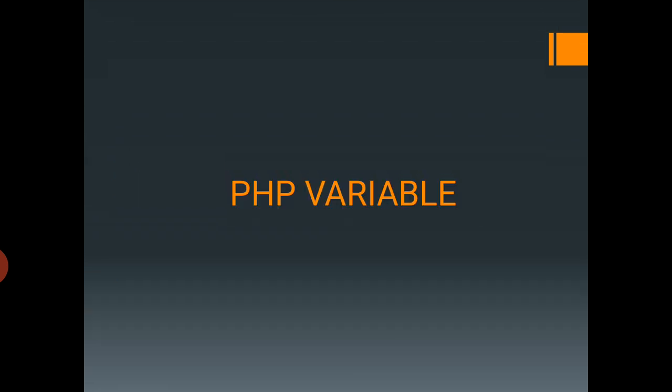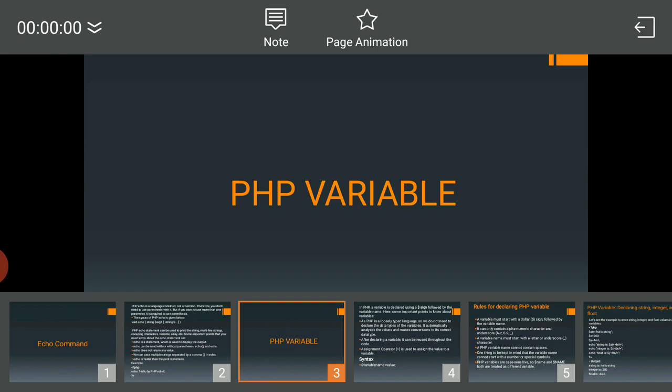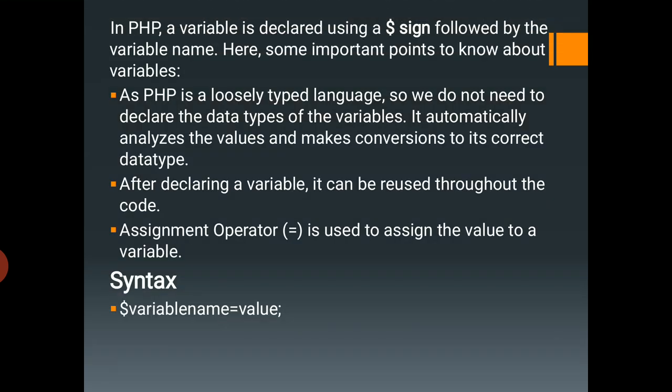Next, let's discuss the PHP variable. A PHP variable is declared using a $ sign followed by the variable name. Some important points to know about variables: PHP is a loosely typed language, so we do not need to declare the data types of the variables. It automatically analyzes the values and converts them to the correct data type. After declaring a variable, it can be used throughout the code.